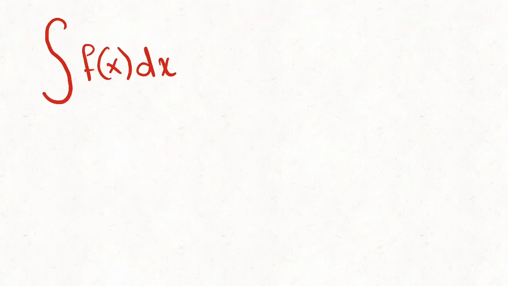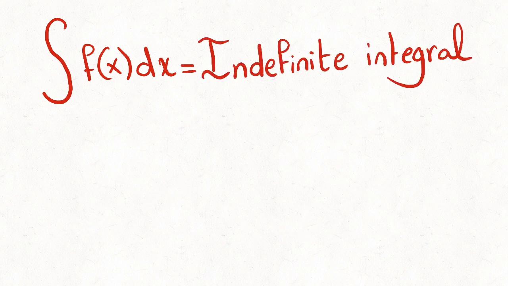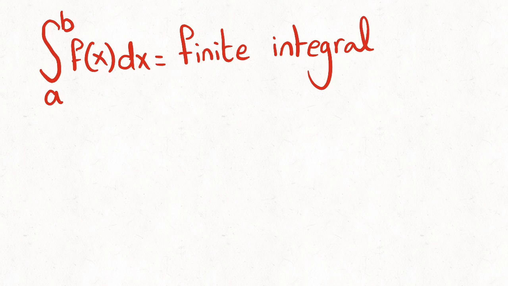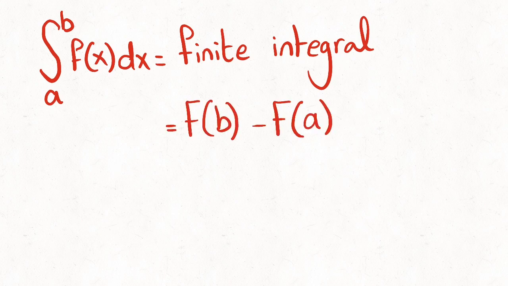The first type of integral is the indefinite integral. You can see you don't have a starting point or an end point, and at the end you always need to add plus c, where c indicates any number. The second type is when you have a starting point and an end point, like a and b, and we call it the definite integral, and it is F of b, the answer, minus F of a.